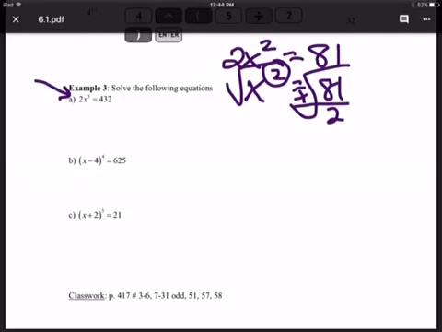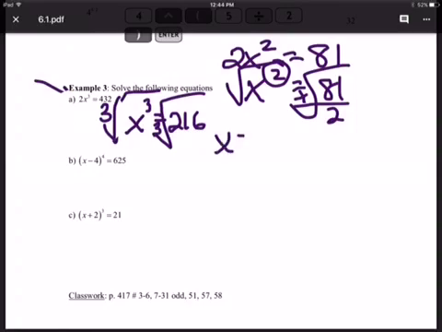So first thing I'm going to do is divide by 2 on both sides, so that I have 432 divided by 2, which is 216. So I've got x cubed now equals 216. In order to undo this cube, I'm going to do that particular root. I'm going to take the cube root of 216 on both sides. So now I've got x equals 6. I don't need plus or minus because it's an odd root.